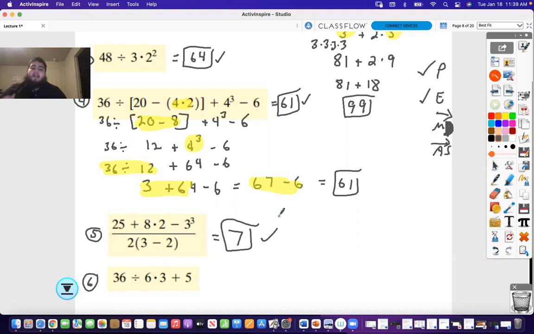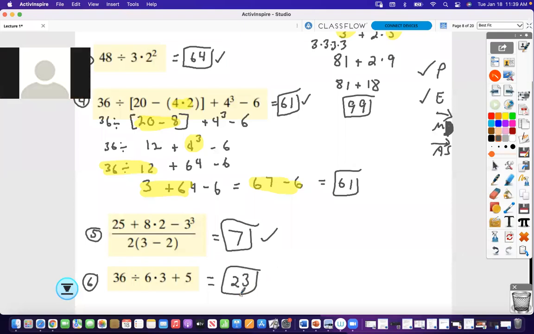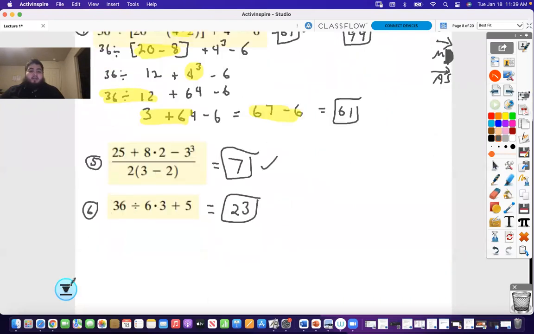What about number 6, guys? Does anyone have any answers for 6? 23. Anyone agree or disagree with 23? I got 29. Ah, the plot thickens. Let's see who got it right or wrong. It's either 23 or 29.